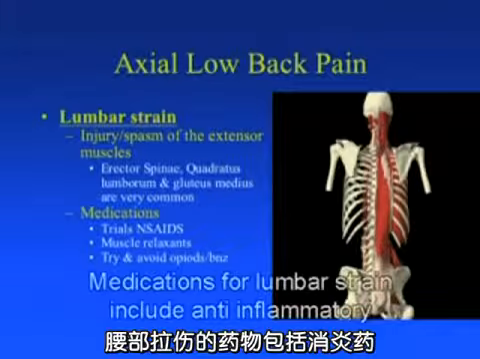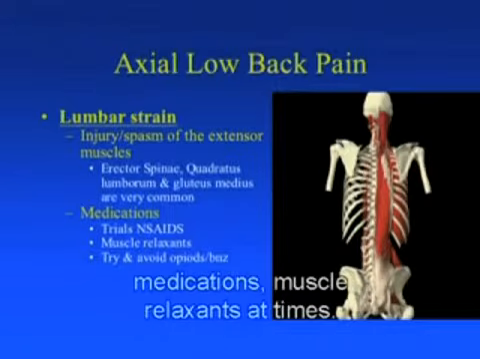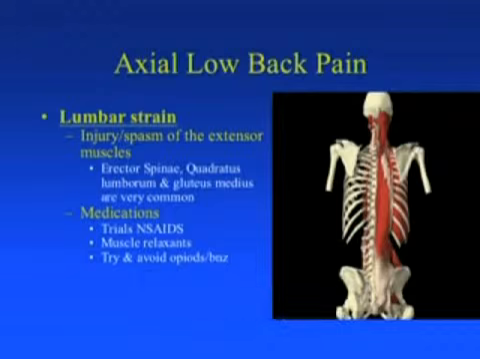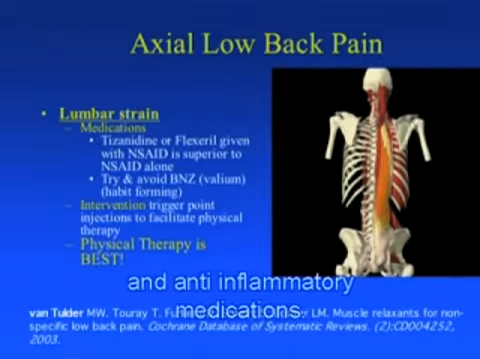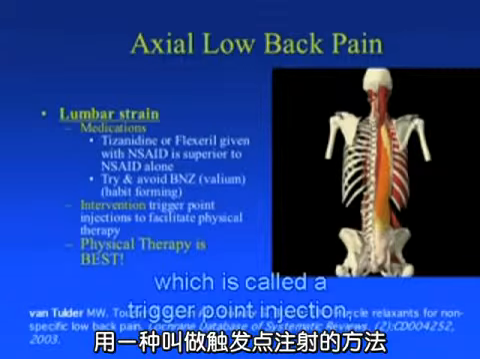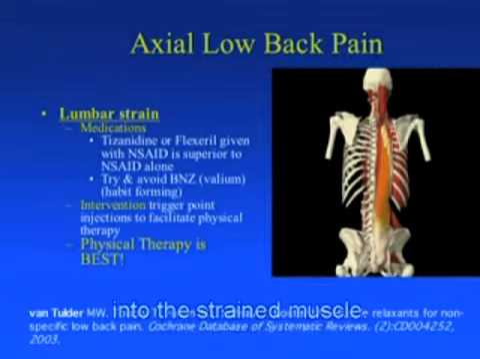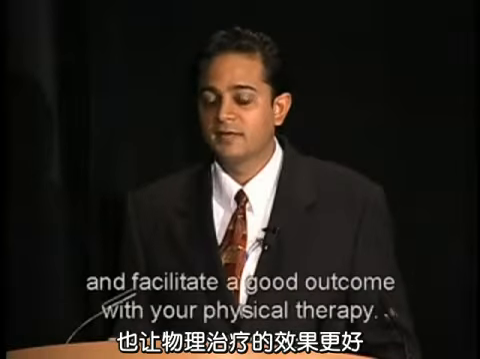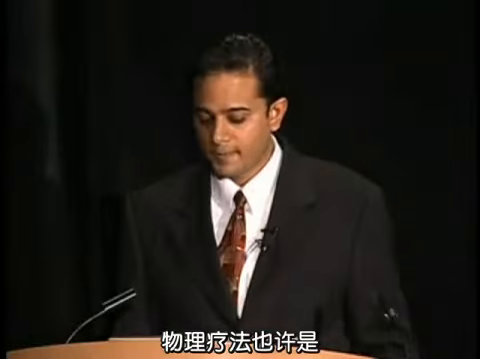Medications for lumbar strain include anti-inflammatory medications, muscle relaxants at times, but we try to avoid narcotics or opioids. As I said, the medications are muscle relaxants and anti-inflammatory medications, and sometimes we do perform an intervention called a trigger point injection, which is an injection of local anesthetic into the strained muscle. This is usually to make the muscle relax and facilitate a good outcome with your physical therapy.